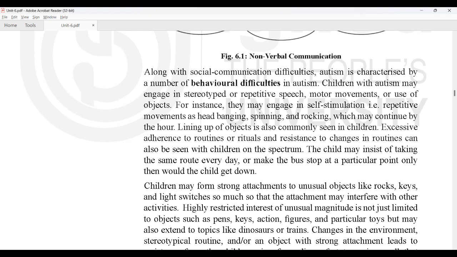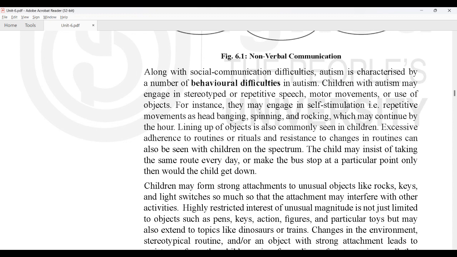Excessive adherence to routines or rituals and resistance to changes in routines can also be seen with children on the spectrum. The child may insist on taking the same route every day, or make the bus stop at a particular point, only then would the child get down. Children may form strong attachments to unusual objects like rocks, keys, and light switches, so much so that the attachment may interfere with other activities.